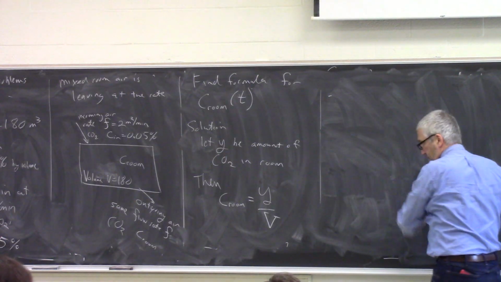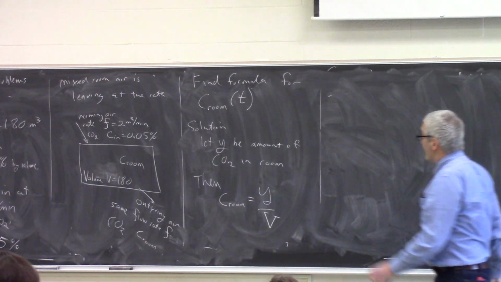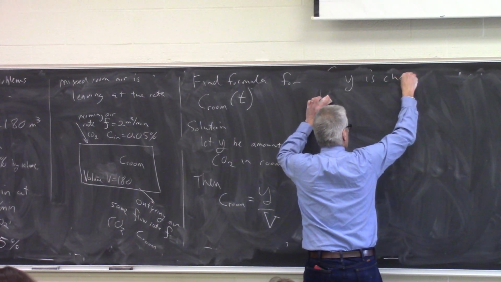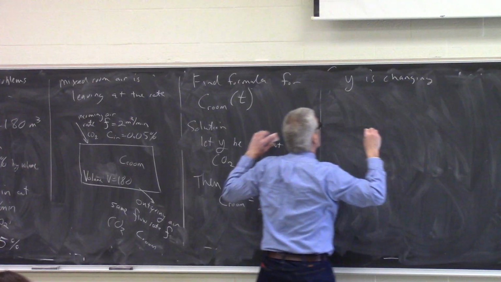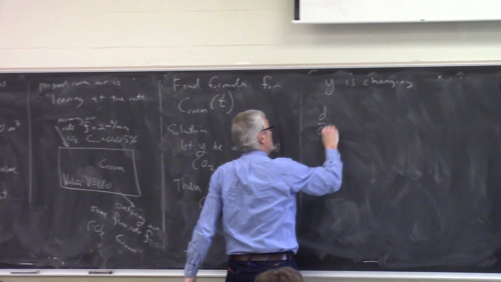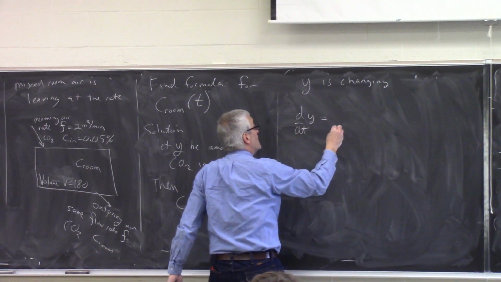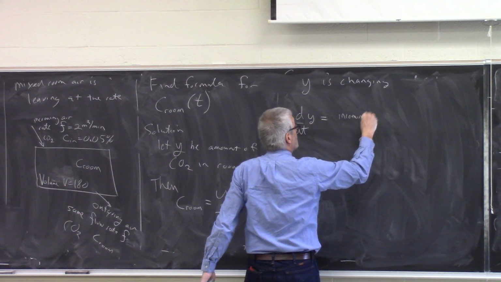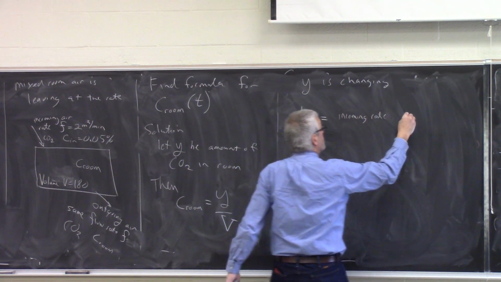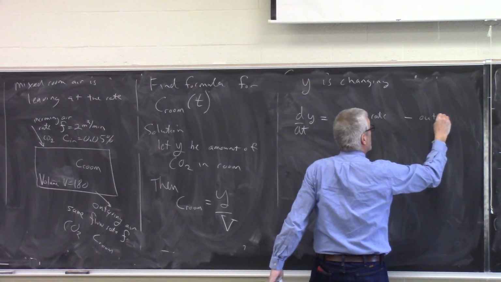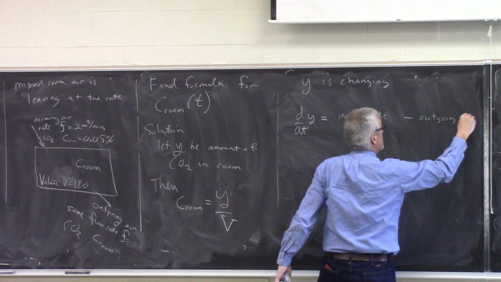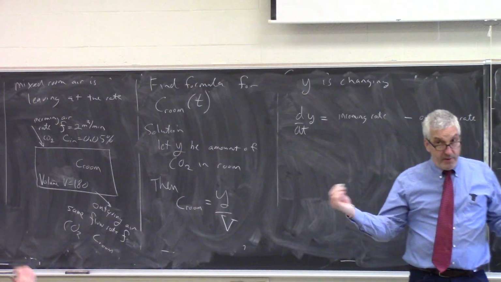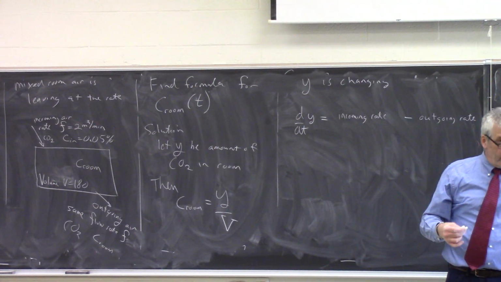Now, we know that y is changing. So dy/dt is going to be the incoming rate minus the outgoing rate. That's speaking very sloppily, but I want to get through this. The idea is we're pumping some CO2 in, we're letting some CO2 out.